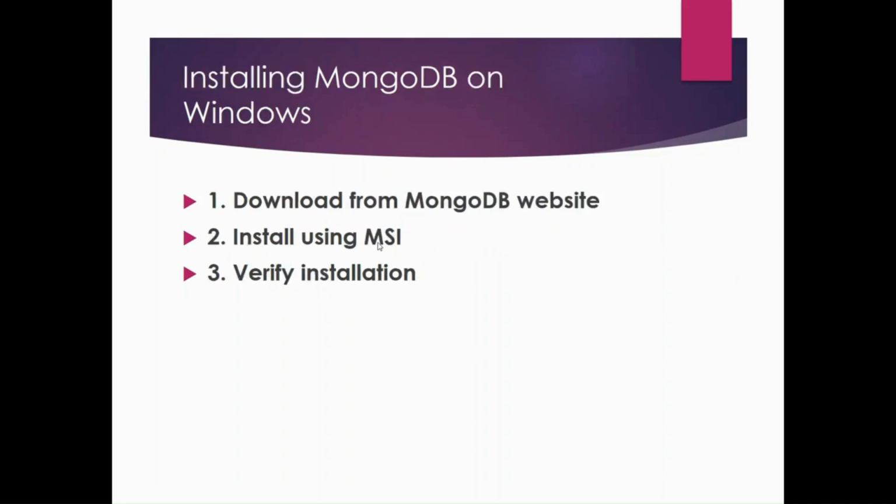To install MongoDB, first we need to download it from the MongoDB website, then install using the MSI. So here we have to download the MSI package. Then we will verify the installation. So we'll download MongoDB and install it.